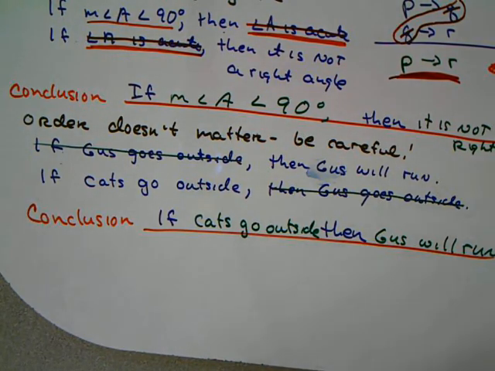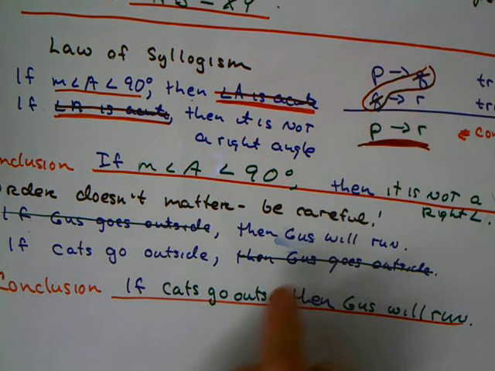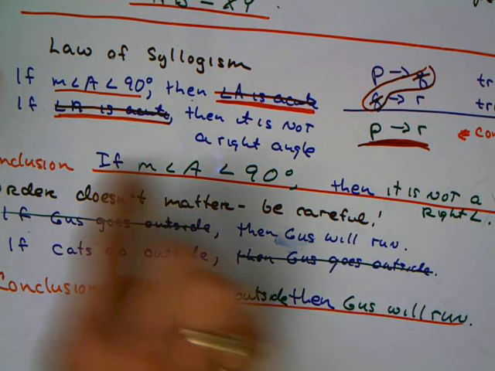He runs, he jumps on the cats, he gets them all wet, chews them up a little. A lot of fun. So, law of syllogism, be careful. Just look for the two statements that are the same. Cross them out, and what's left is a valid conclusion.